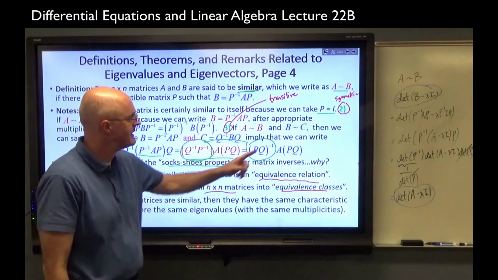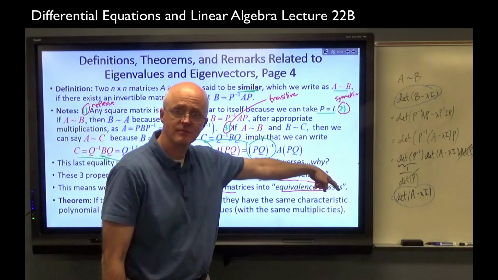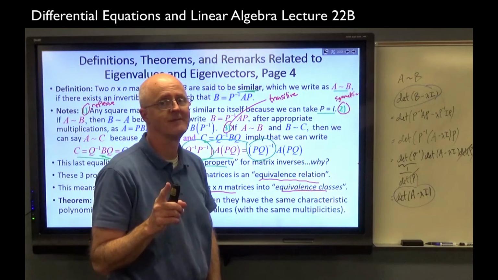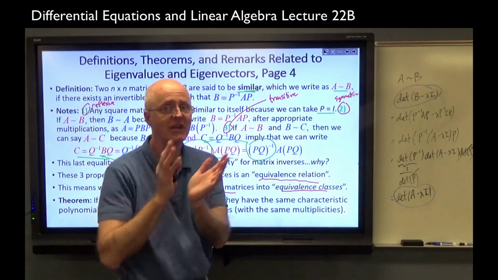Word of warning: even though A and B have the same eigenvalues, they do not necessarily have the same eigenvectors. And that's related to change in coordinates.